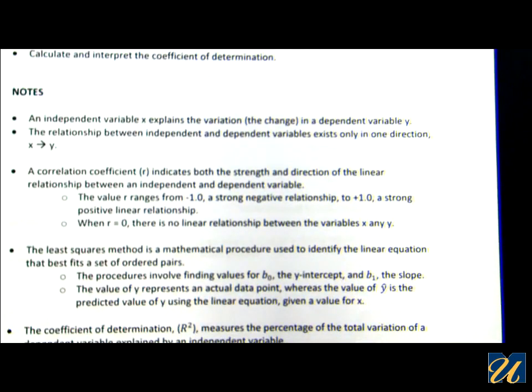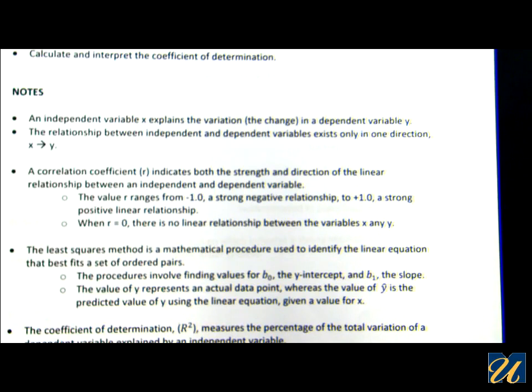Now, an independent variable, x, explains the variation, the change, in a dependent variable, y. When you have two variables, x is always your independent variable, y is the dependent variable. Y depends on x, and you always want to predict the dependent variable based on the independent variable x. The relationship between independent and dependent variable exists only in one direction.